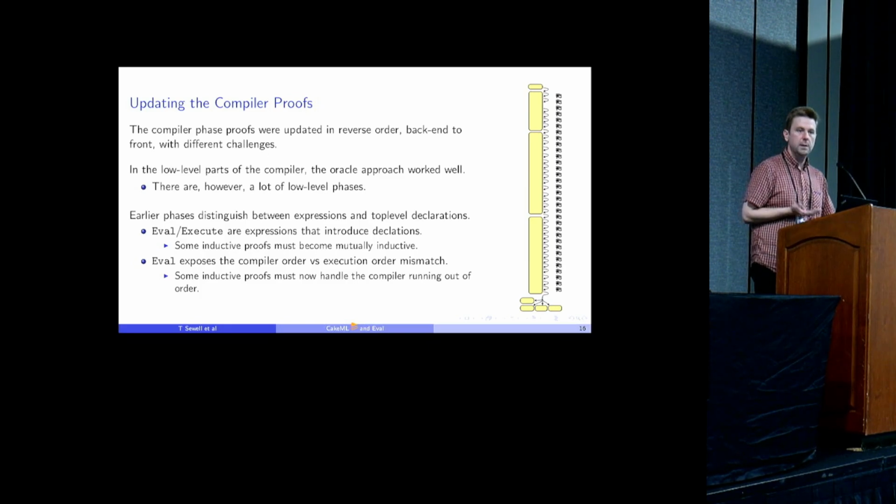For instance, many of them distinguish between declarations and expressions, as I talked about, but eval and execute are expressions that can introduce declarations. They have to be, because something like Candle wants the user to be able to introduce new types. And that means that some inductive proofs that were previously two inductions now have to become a mutual induction. That's the kind of thing that shocks people. It's not actually the biggest problem. You mostly just need to concatenate the relevant proofs. But a related problem that's harder to really put your finger on and explain to you, but is a headache, is that the compiler order issue I showed you before gets exposed in eval, so some inductive proofs that are following the declaration order can no longer assume that the compiler is in sync.